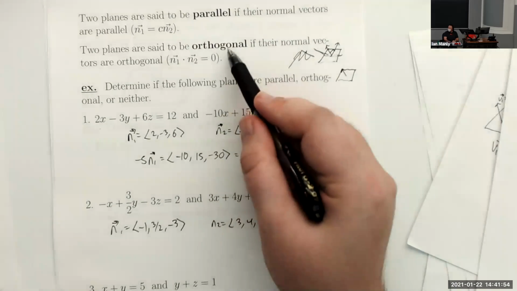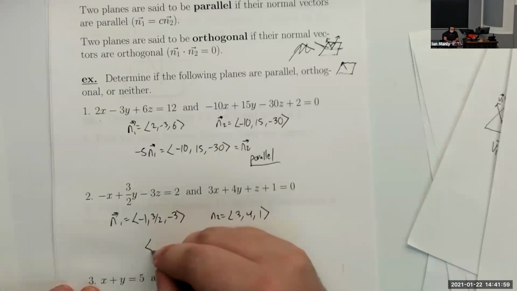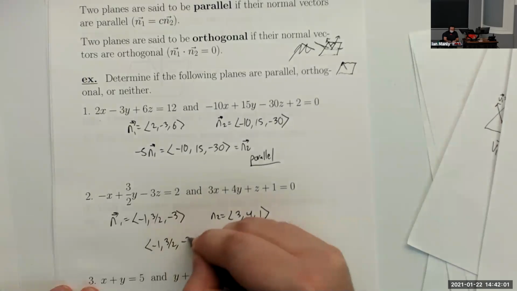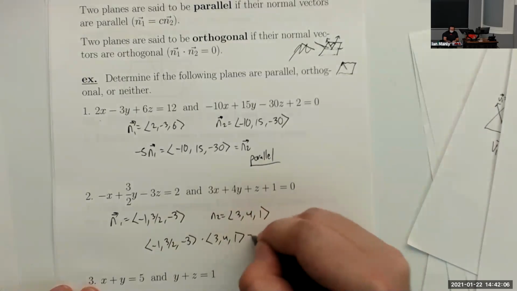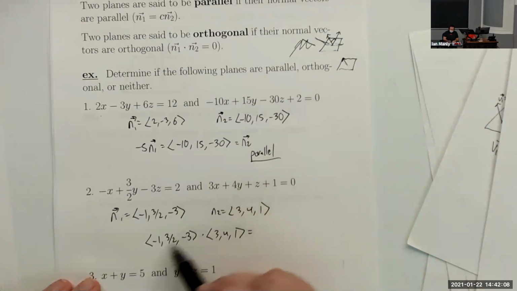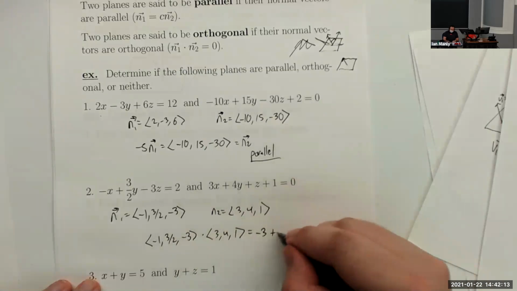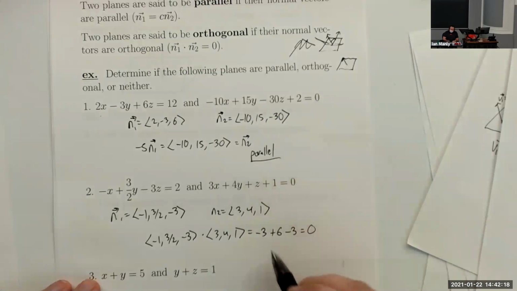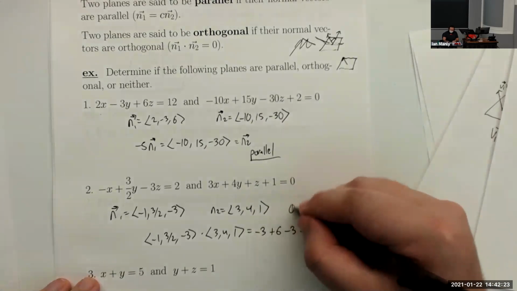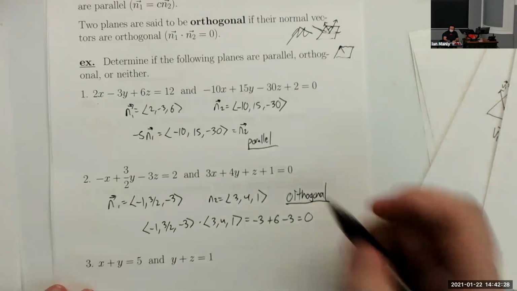So why don't we try the other thing that we could check here, and we could dot them together. Maybe if this is 0, they'll be orthogonal. Okay, so I have 3 times -1 is -3. 4 times 3/2 is 6. And 1 times -3 is -3. And lo and behold, these do actually add up to be 0 right here. So these guys are orthogonal. All right, these are parallel, these are orthogonal.